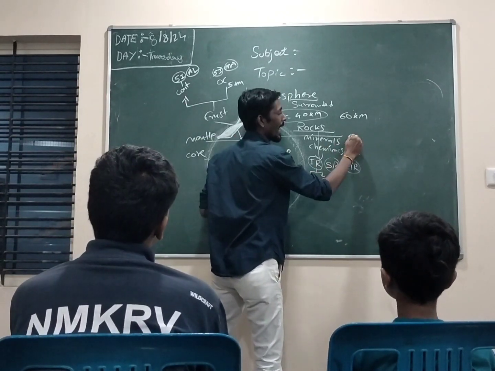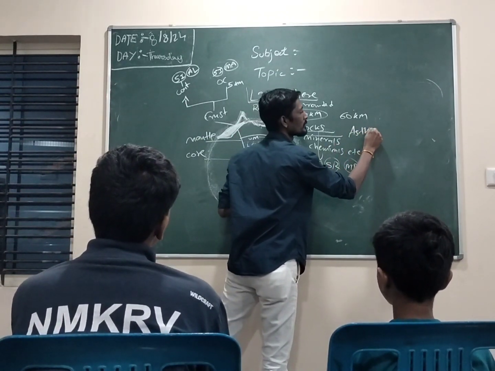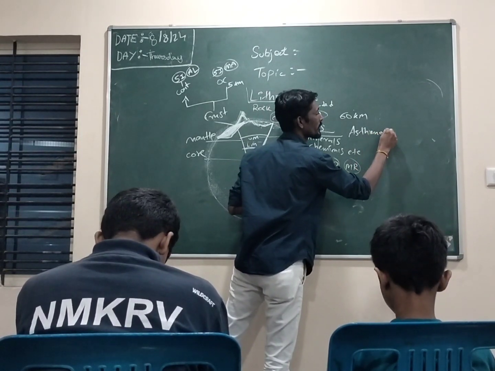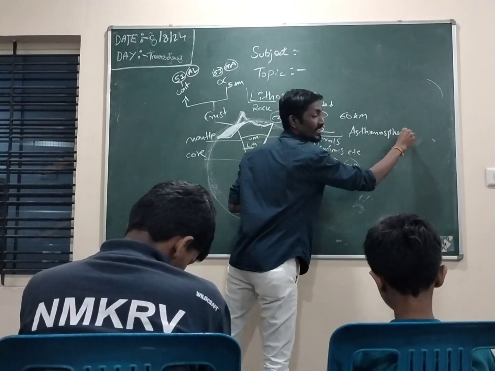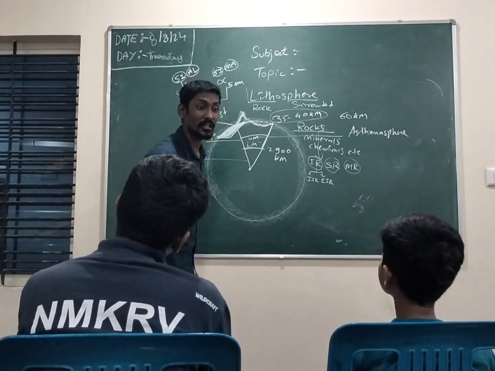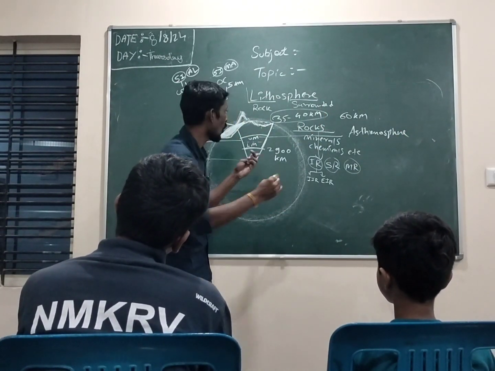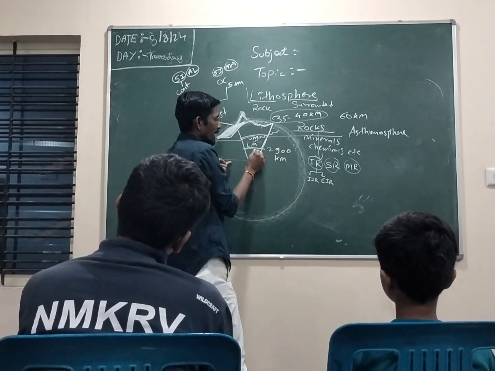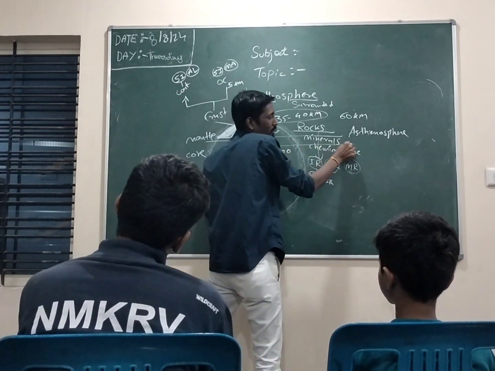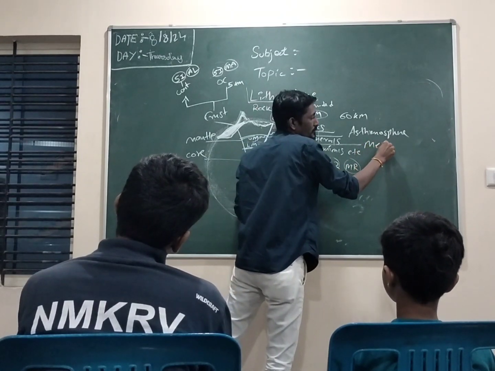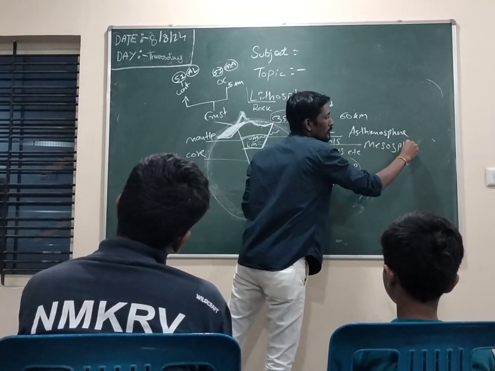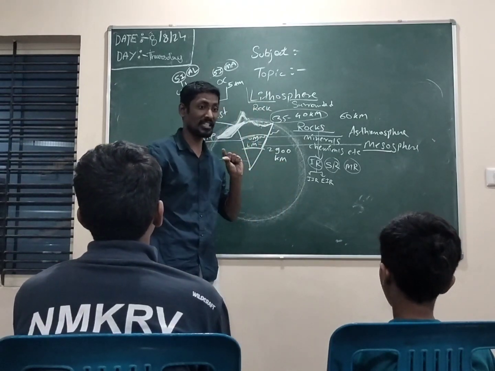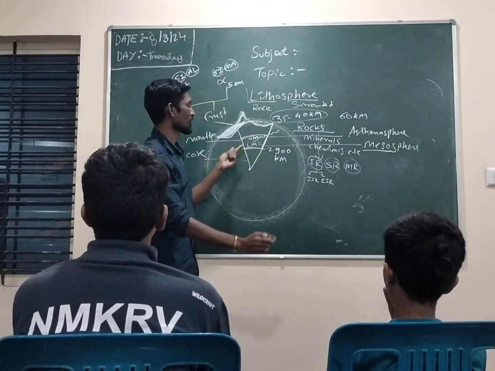The upper mantle is also called asthenosphere. It is molten, hot magma. All the lava and everything comes out from this asthenosphere. The lower mantle is also called mesosphere. Meso means middle.